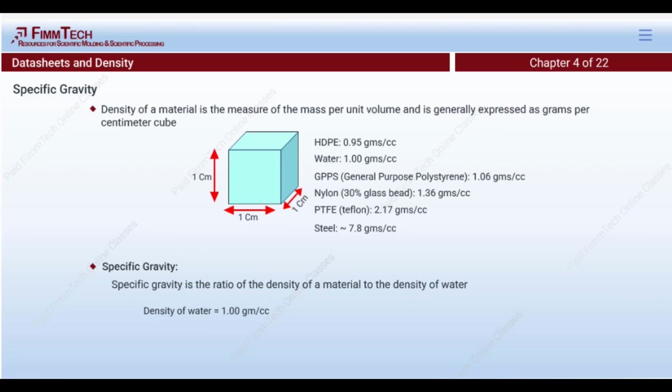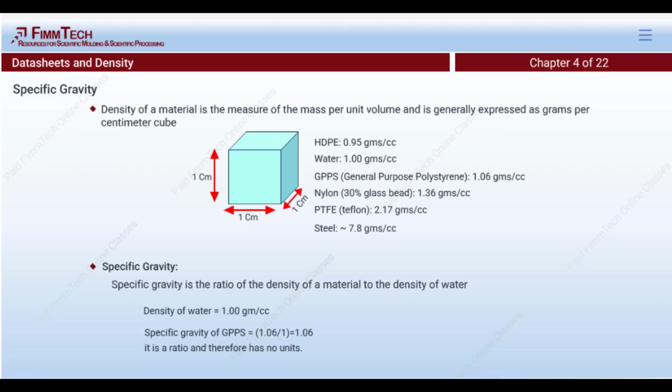And therefore now if you see, specific gravity is the ratio of the density of the material to the density of water. Since the density of water is 1, it just simply makes it easy for us. How heavy is polystyrene compared to water? It's 1.06 divided by 1, which is 1.06. So specific gravity is a ratio of the density of the material to the density of water. Luckily, density of water is exactly 1 gram per centimeter cube. And therefore, if you look at specific gravity of polystyrene, it is 1.06 divided by 1, which is 1.06. It's a ratio. It does not have any units.